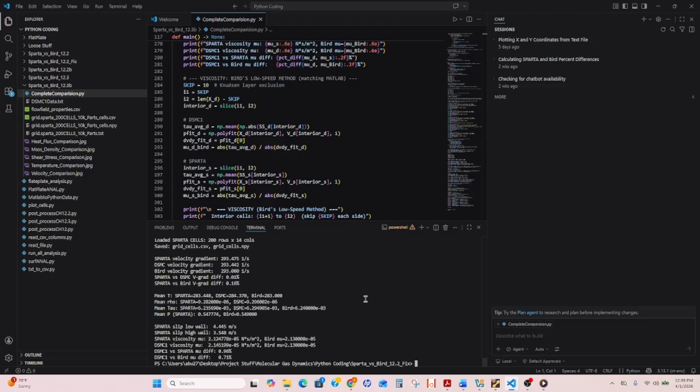So as we can see, SPARTA has done a good job on this section 12.2 of Bird's book of reproducing the results. And it was a good first step for me for learning how to use SPARTA.